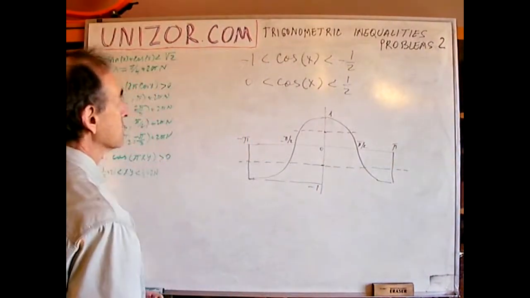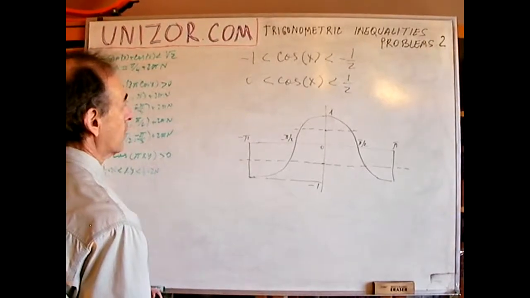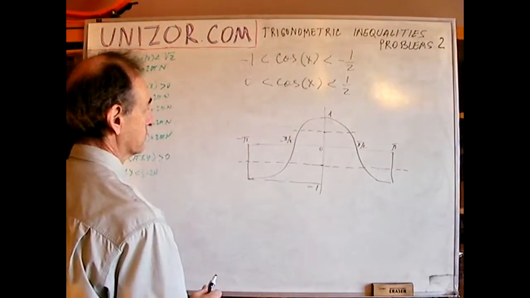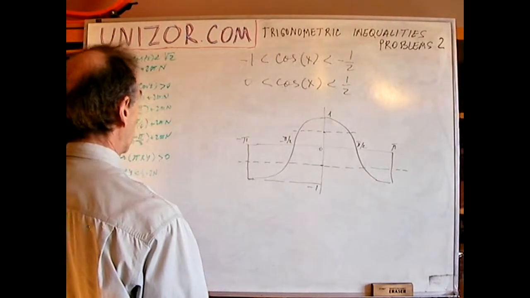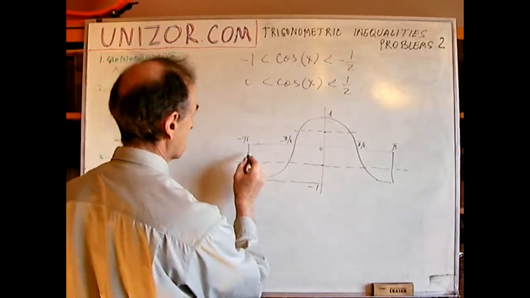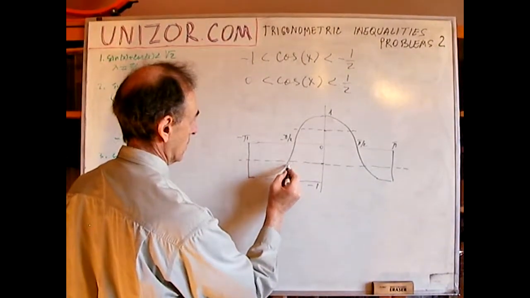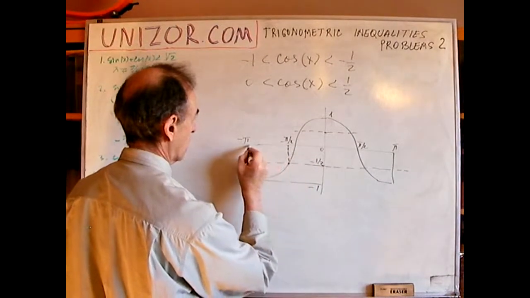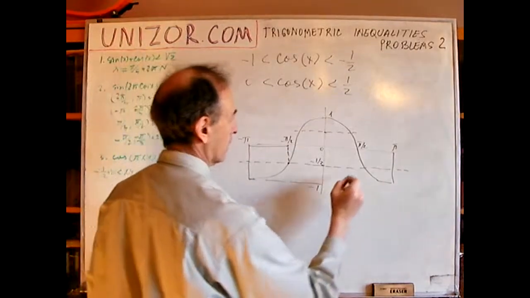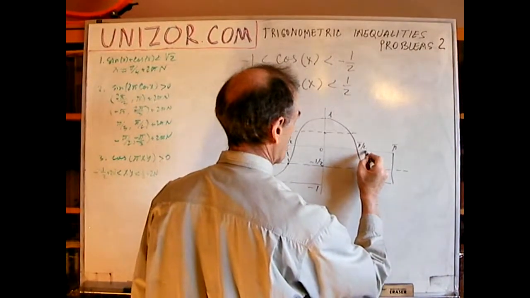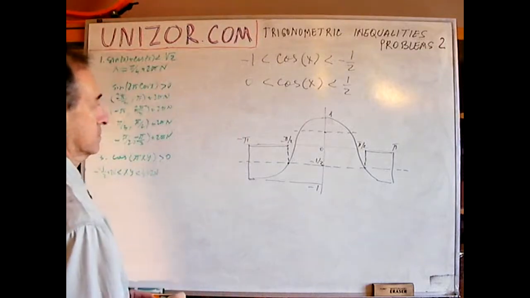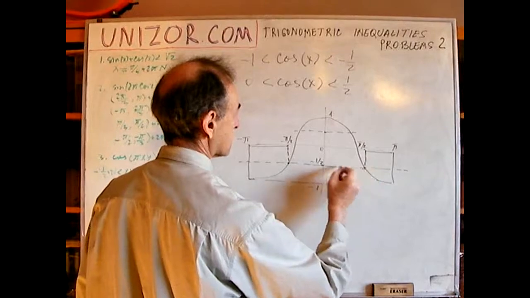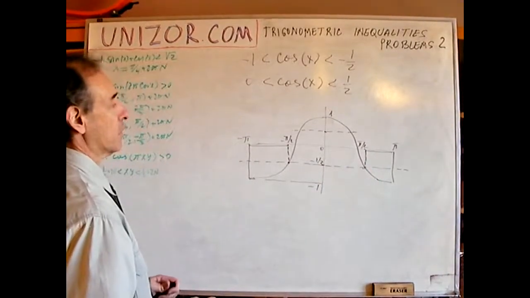Okay, let's consider the first one. The first one is from -1 to -1/2. Now, minus 1 to minus 1/2 seems to be like this is minus 1/2. So it's this particular area and this particular area, right? So what is the value of x if cosine is equal to minus 1/2?